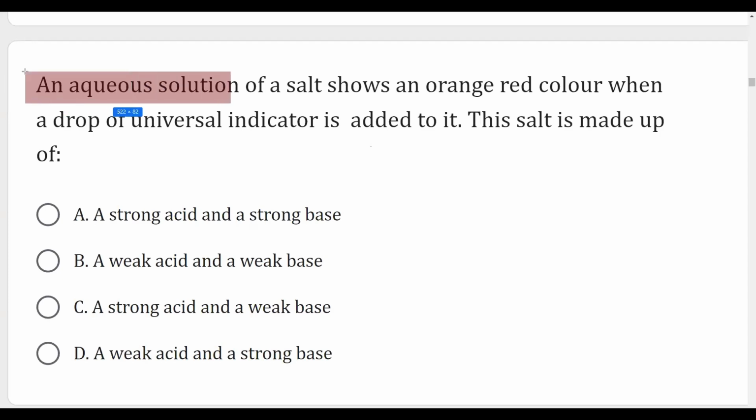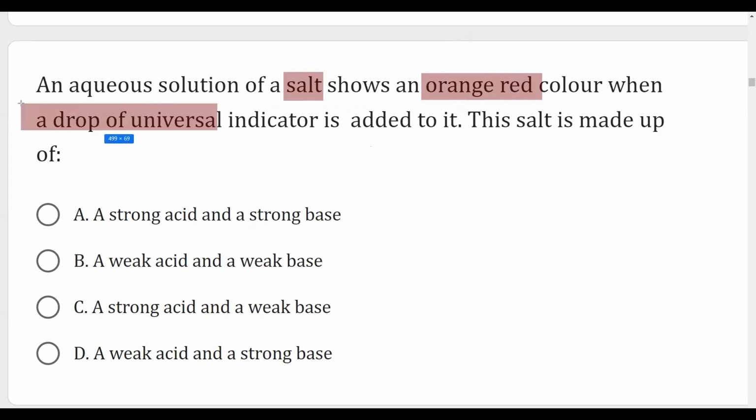This question says an aqueous solution of a salt shows orange red. So it's a salt, right? It's a salt and its color is orange red when a drop of universal indicator is added. So the salt is made up of what? One thing is very clear, that the salt is acidic in nature, right? As you know, the color here is orange red. And an acidic salt is formed with what? With a strong acid and a weak base.